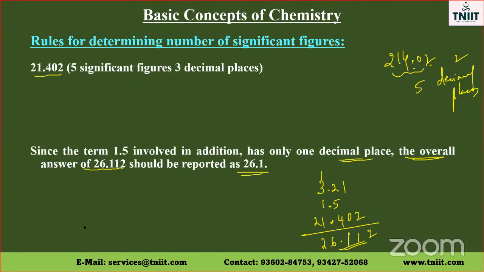So which is the least number of decimals here? Here, only 1.5. It is only having 1 decimal. Since we have 1 decimal place, we have to give the answer in terms of 1 decimal place. Therefore, we write the answer to be 26.1. It is not represented as 26.112. It is represented as 26.1. So this is with respect to addition.